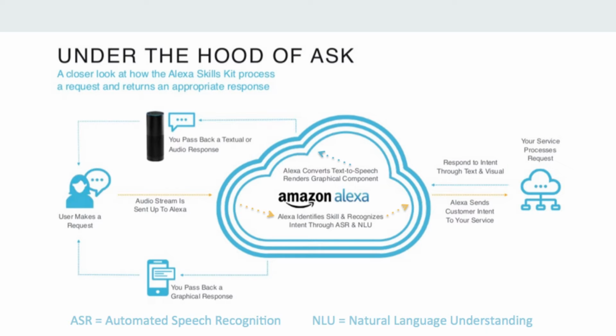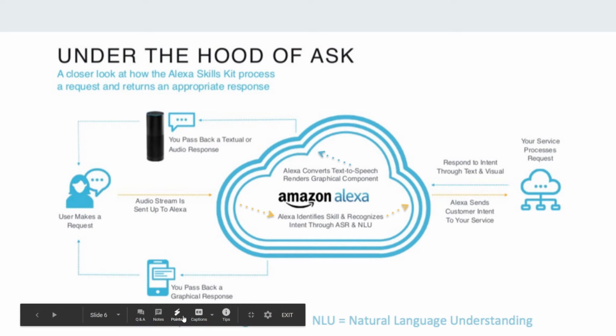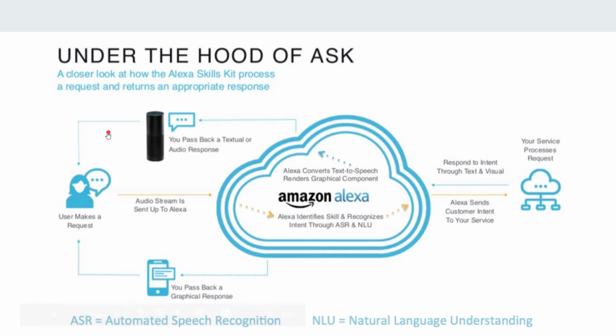But what happens behind the scenes? How does everything work in Alexa, and how can "tell me a fact" come back as a fact? So here's the thing: a user makes a request. This is the user here. So a user speaks to an Alexa device, "tell me a fact."